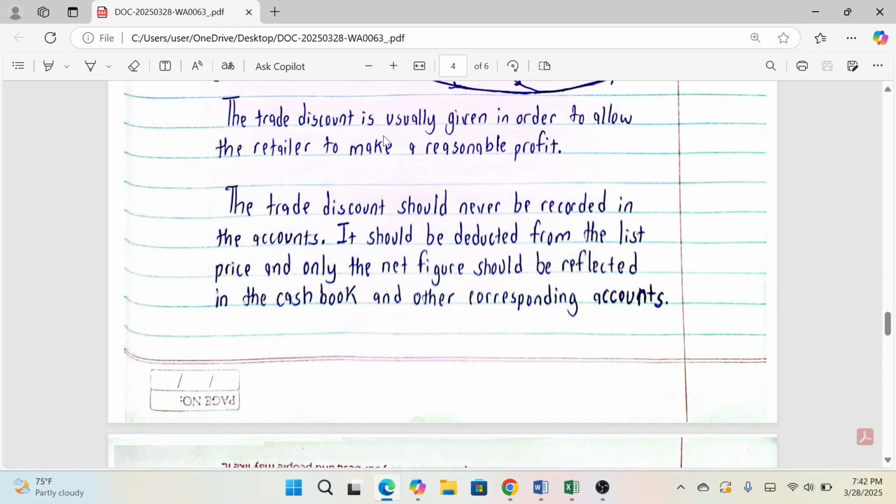But this trade discount, which is 10, does not have any column. So you just have to show a reduced figure in the cash book, which is 90 US dollars. So that is what they mean by this statement.